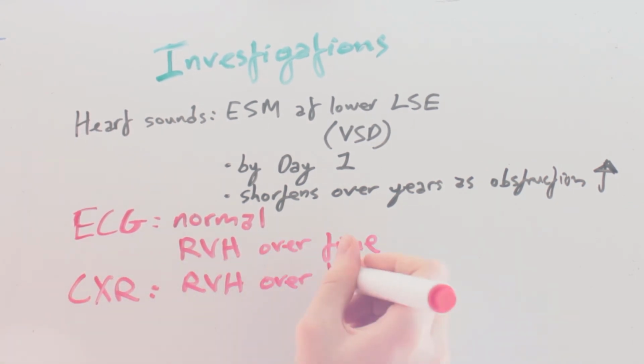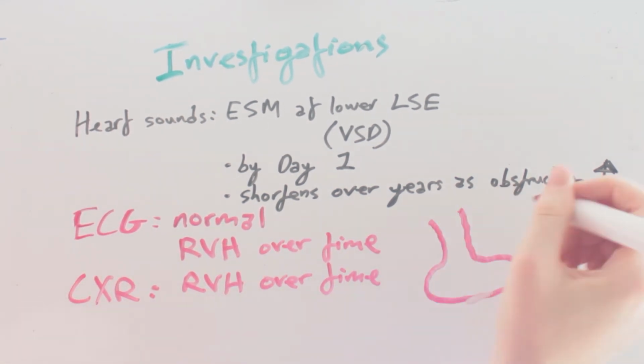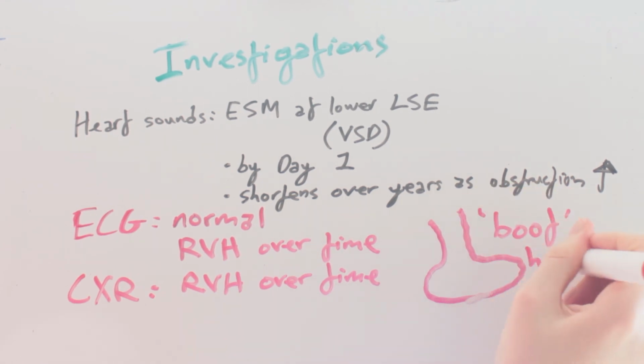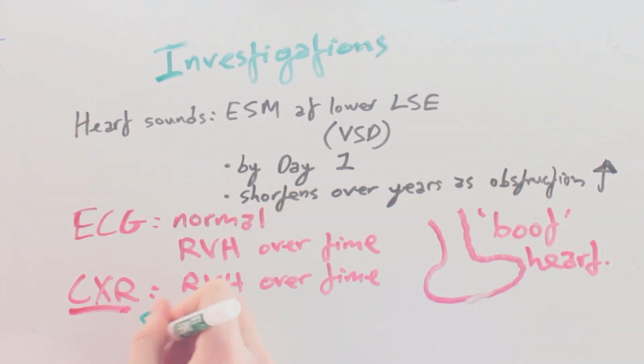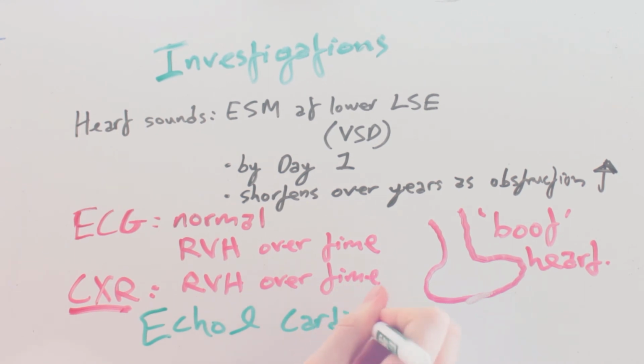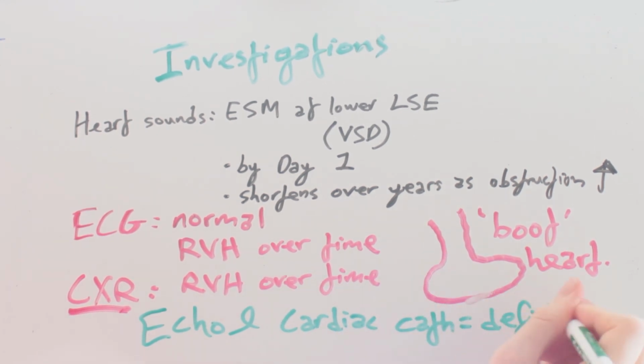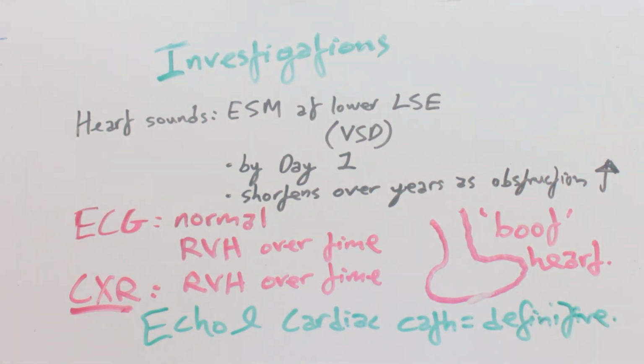In the chest X-ray, you will also see this boot-shaped heart to indicate right ventricular hypertrophy over time. And echocardiogram and cardiac catheterization will be the definitive diagnostic tools, as with most congenital heart disease.